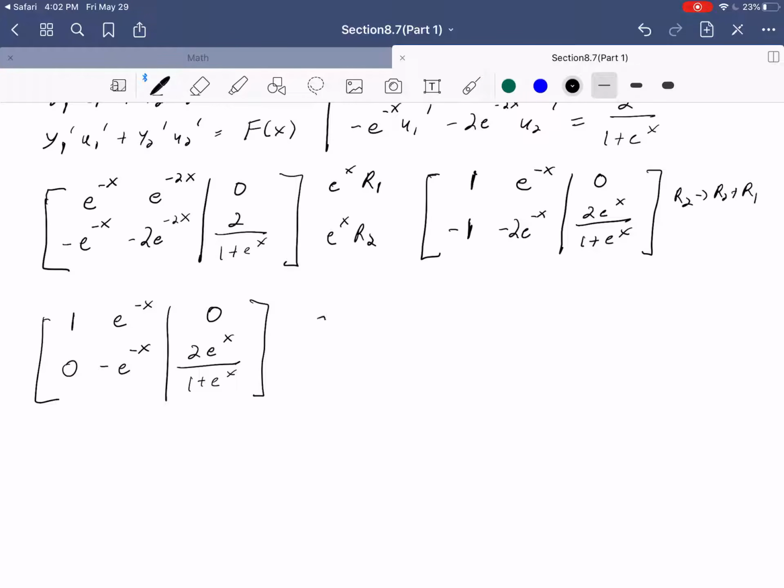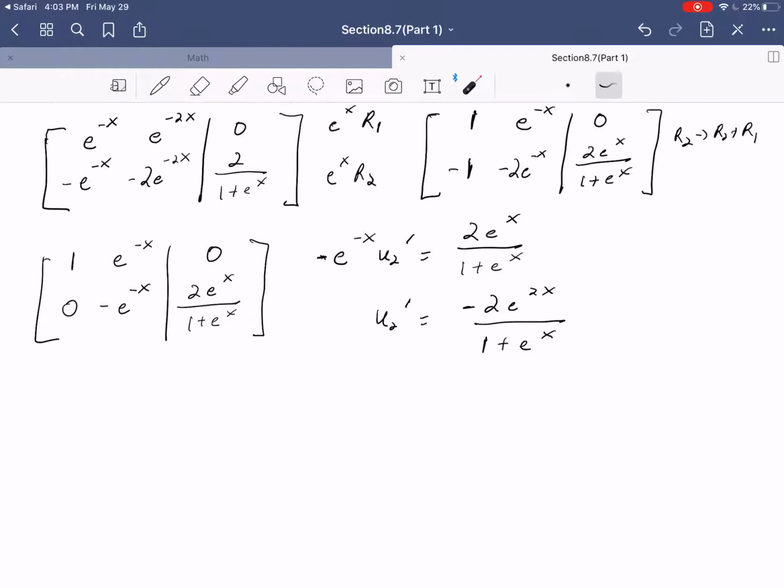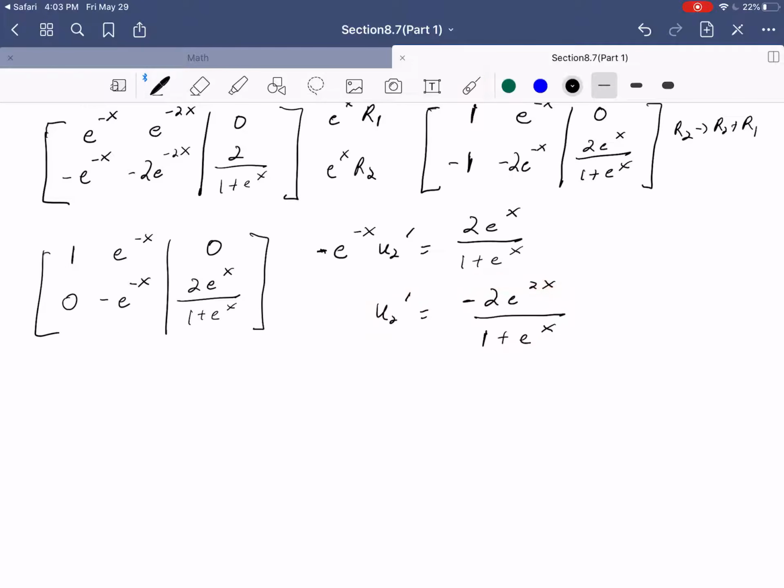The bottom equation gives us that -e^(-x) times u2' is supposed to be 2e^x/(1 + e^x). Well, we multiply both sides by -e^x here. So we get that u2' is supposed to be -2e^(2x)/(1 + e^x). There we go. So there's our u2'. Now, of course, we're going to have to integrate that, but we'll save that for a moment.